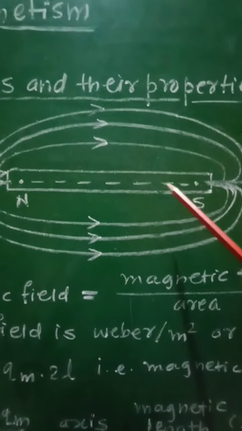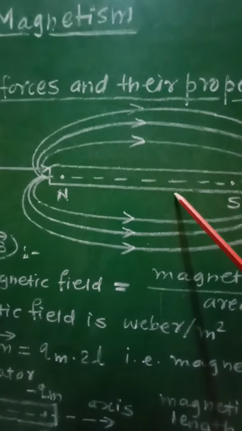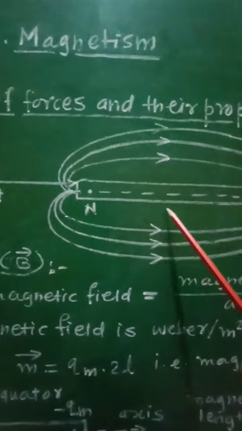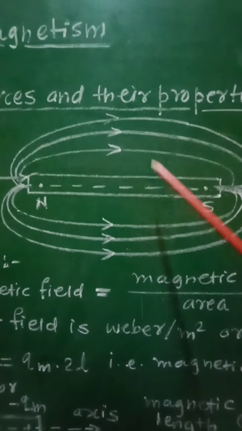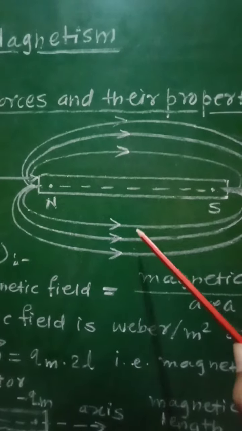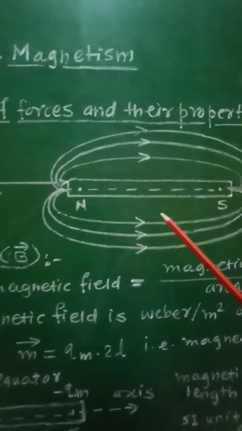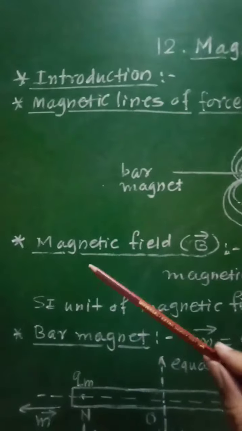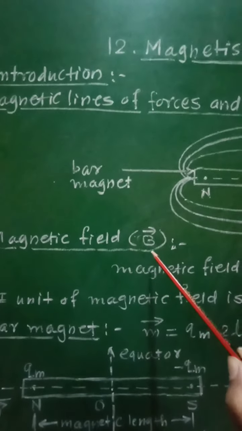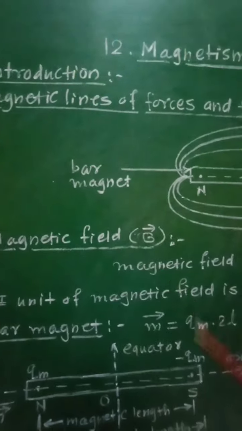So these are some of the properties of these magnetic lines of force. For this bar magnet, all these properties will be valid for these magnetic lines of force. Then let us see the next point, that is the magnetic field vector B. What is that magnetic field?